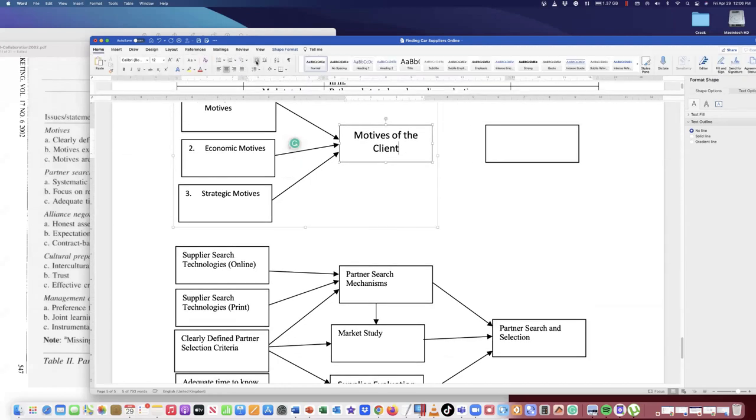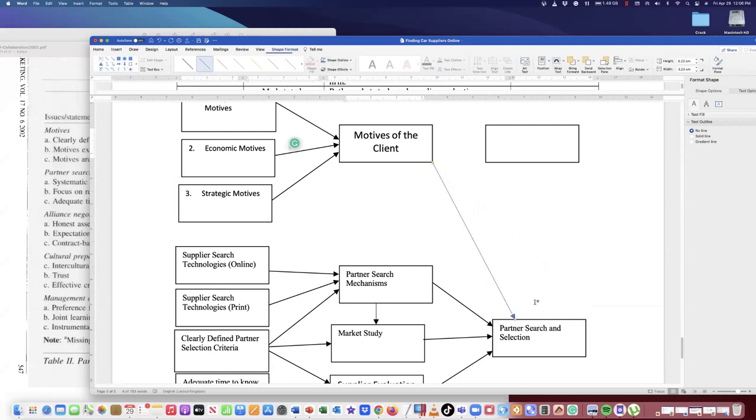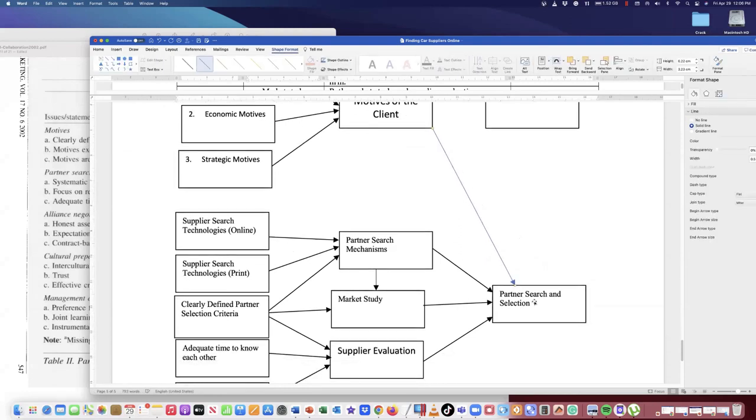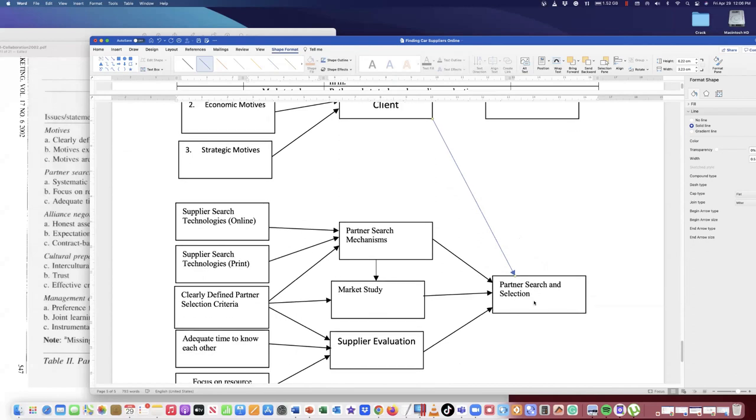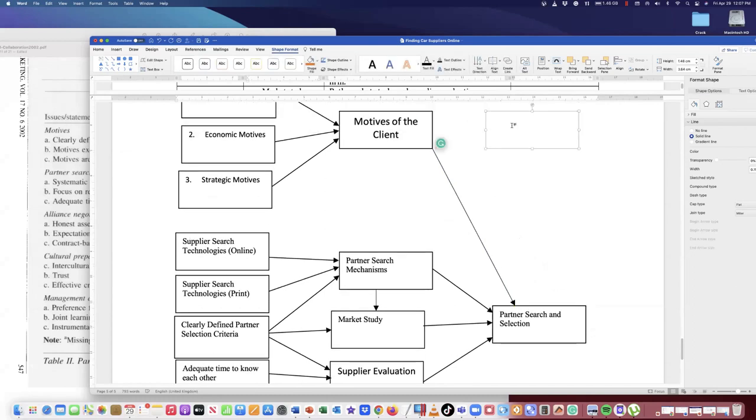Now, if that's the case, then what you are saying is a very interesting thing. Motives should also come from here to this one. Yes, because everything that you do will come back to your motive. Your motive will get you to choose the partner search. That is how I see the link. I get what you're trying to say. It makes sense. So instead of motive going straight on its own, it would rather come down. Yes, Prof.